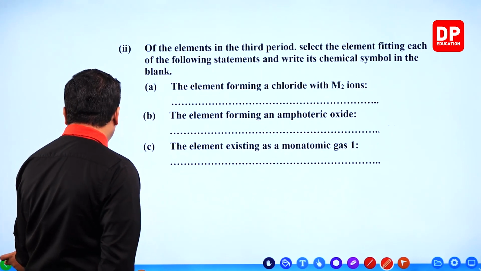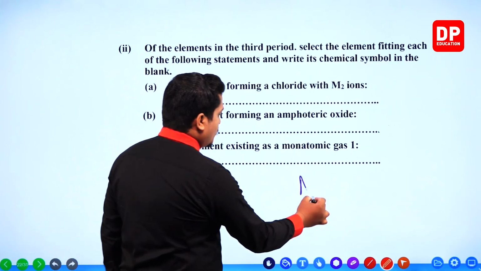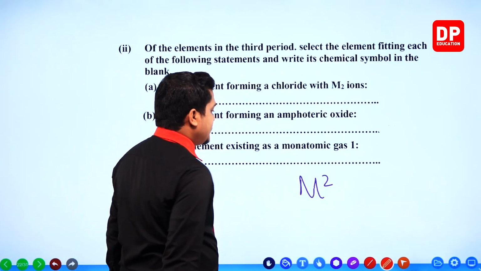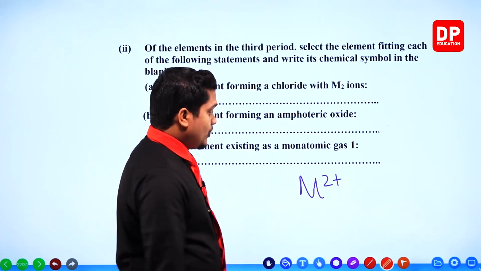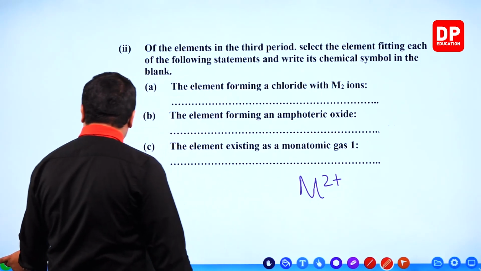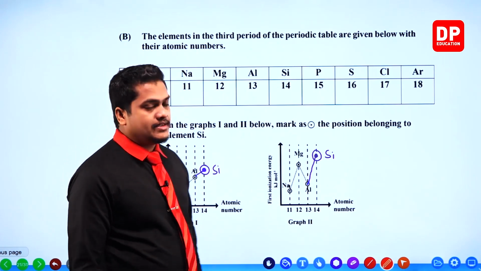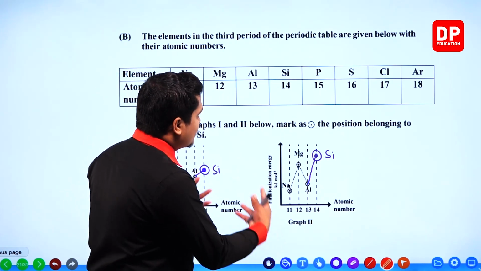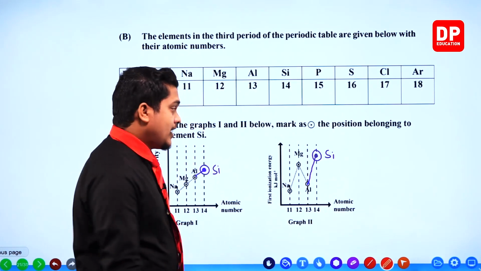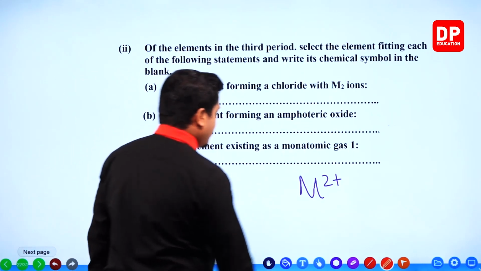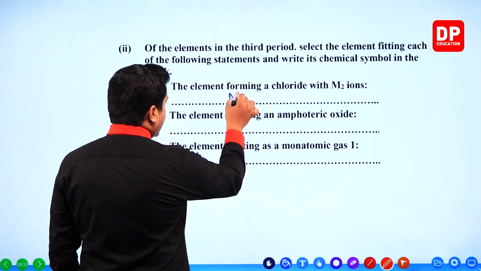M2+ means M plus 2 ions, right? So M2+ ions means 2 plus ions. So 2 plus ions are created with the help of, like here, magnesium. Actually, magnesium is the one observed over here which has the ability to release 2 electrons. So M2+ ions are observed within magnesium.